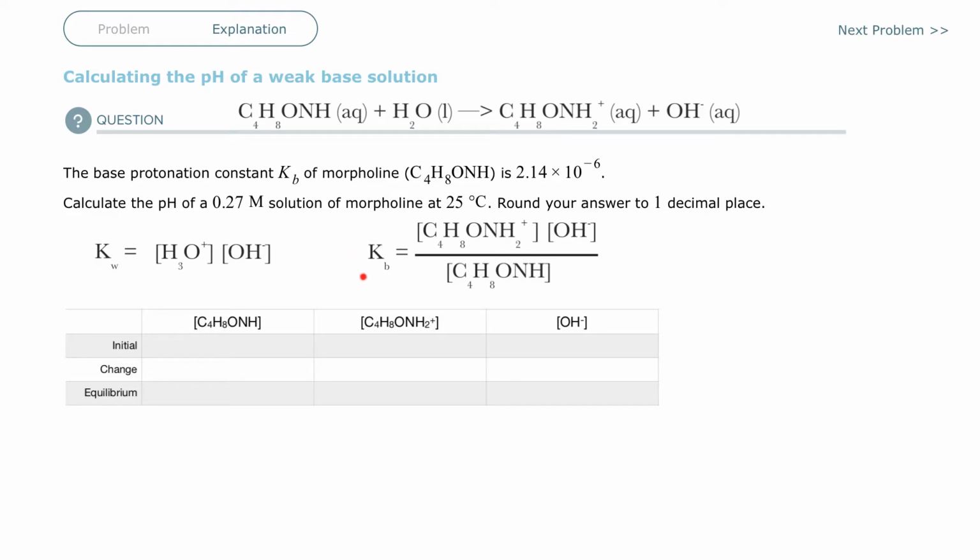You're given the base constant, okay, the ion dissociation protonation constant, the base constant, and because of that, I need these numbers so that I can find out what the concentration of the hydroxide is at equilibrium. Once I know what it is at equilibrium, then I can find the hydroxide and then find the pH from there.